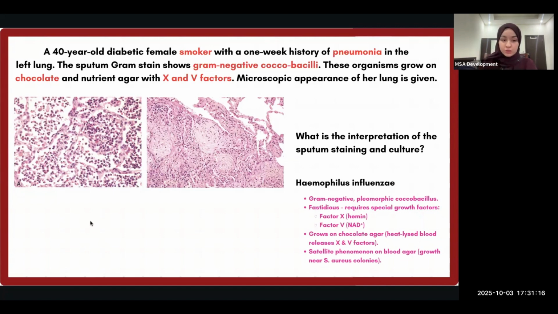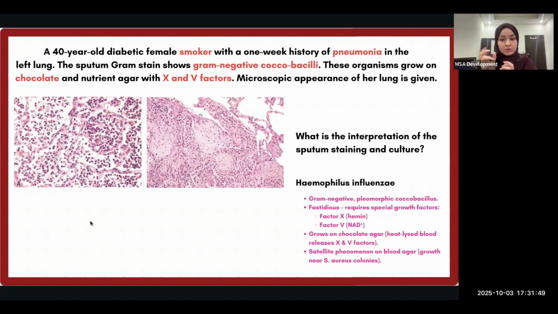Now, I don't think this is in any of your lectures, but it was in the CPC, and you know what Haemophilus influenzae is, obviously. So I just wrote a little summary of the main features of Haemophilus influenzae. Firstly, it is gram-negative, and it is a coccobacilli. It requires special growth factors, which are factor 10, hemin, and factor 5, or NAD.